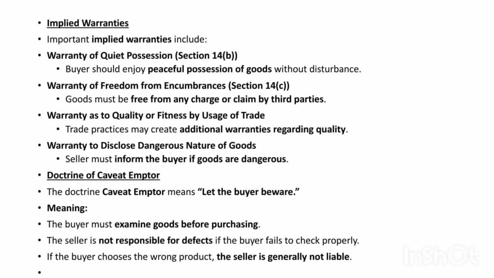Now let's move on to the next topic, that is doctrine of caveat emptor. So this means let the buyer beware. The buyer must examine goods before purchasing. The seller is not responsible for the defects. So this is the default rule, but implied conditions and warranties we studied under section 14 to 17 are exceptions to caveat emptor, and law protects buyers when seller knows more or when the buyer relies on seller.